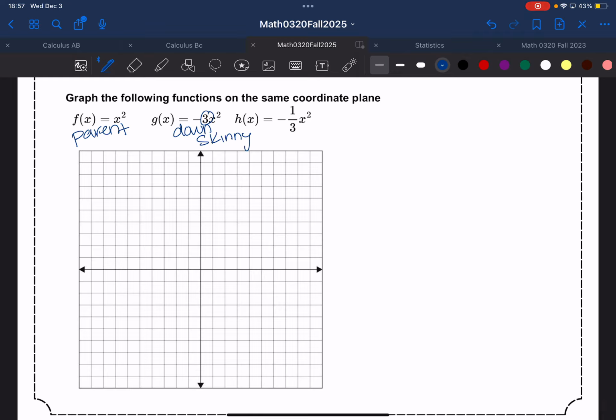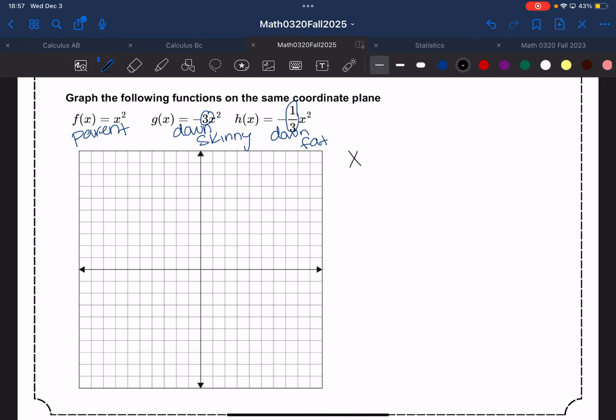You can think of it this way. If it's a fraction, say fraction starts with F, it's going to be fat. Fat starts with F. Fraction, fat. We're just looking at the number, not the negative or anything. The negative tells us it's going down. Once we establish it's going down, the negative goes away. Then we're looking at the 1/3, which is a fraction, so that means our parabola is going to be fat.